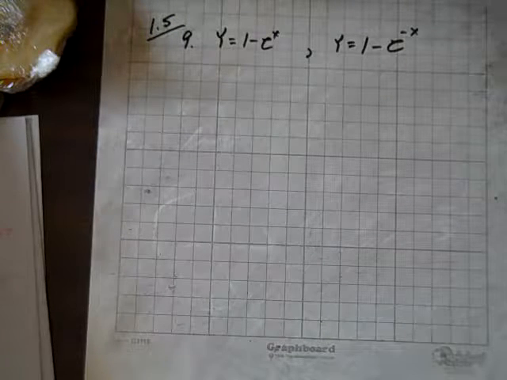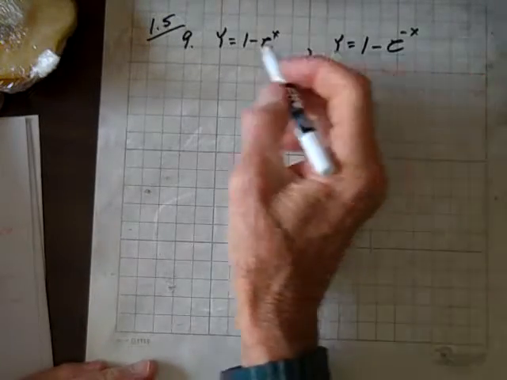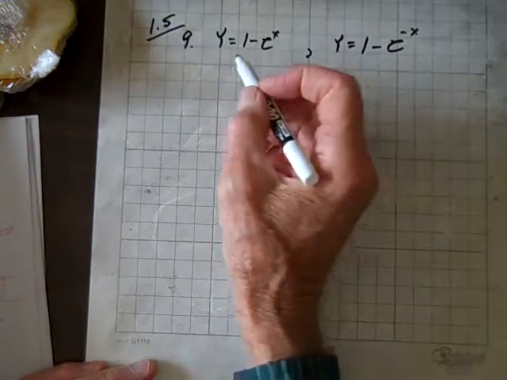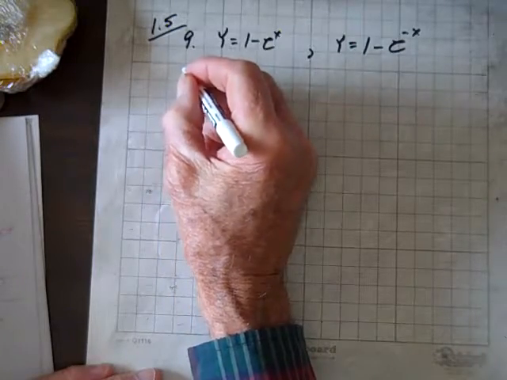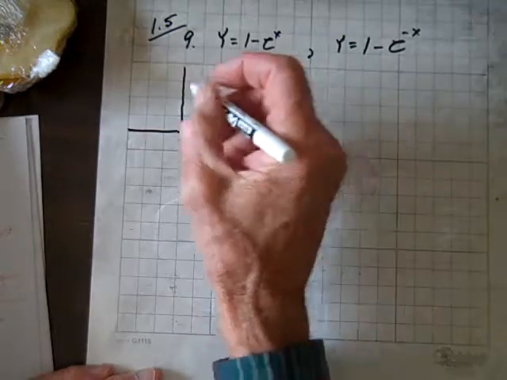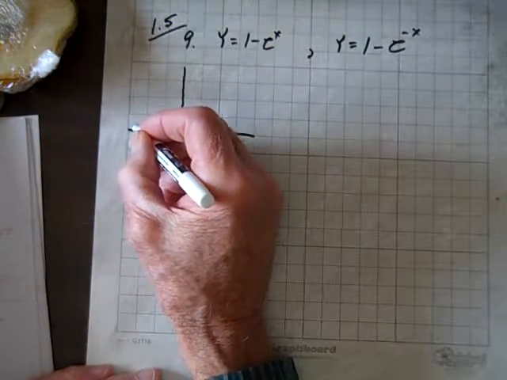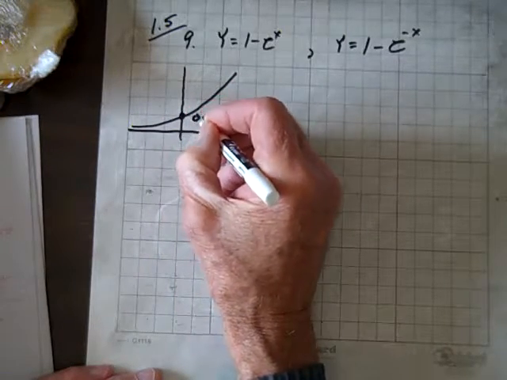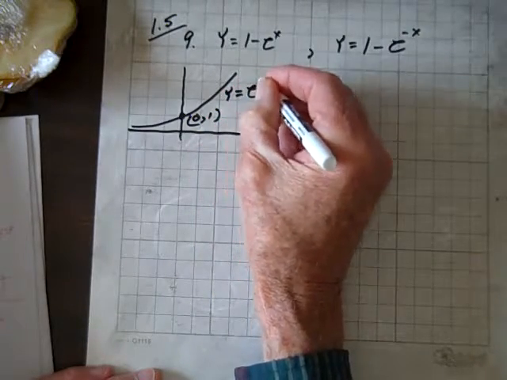Well, for section 1.5, we're going to do number 9. And we've got to graph these curves. But before we do that, let's keep in mind that if we're looking at the graph of e to the x, here it is, where this is (0, 1). And this is a graph of y equals e to the x.